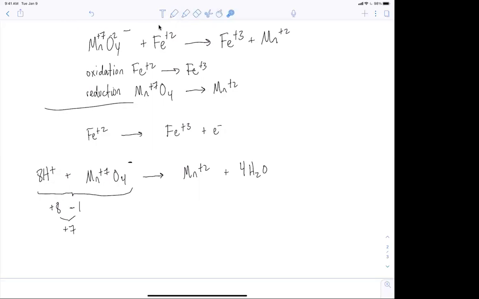So we get -1 from the one manganese oxide that we have, or manganate or whatever this thing is. And then we have a +1 here, we have 8 of them. So we get +8 from the protons. And so when we add that all together, we get +7 for the left-hand side of the reaction. We come over here to the right-hand side, we've got water, which is neutral, so we don't have to worry about it. And then we've got +2 for the manganese.